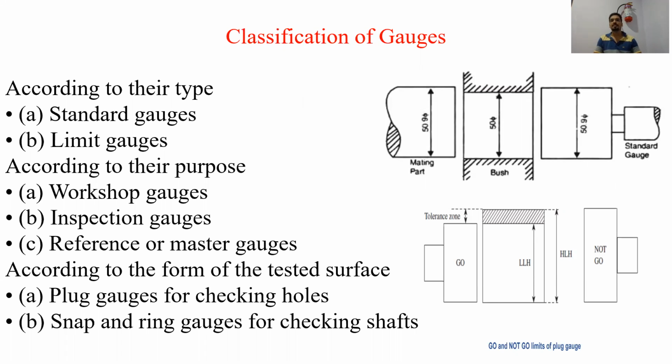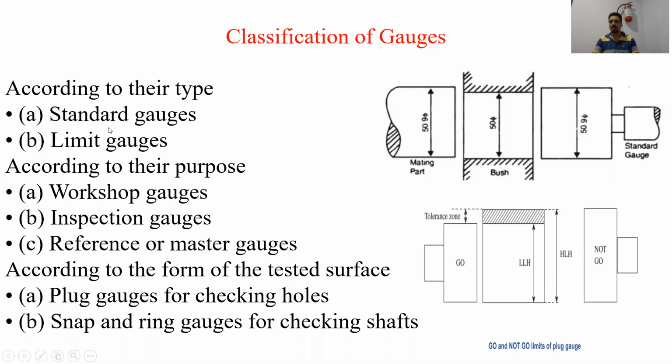Now the next topic is classification of gauges. We have three types of classification of gauges. The first one is according to their type. The first is the standard gauge and the second is the limit gauge. So what is a standard gauge?